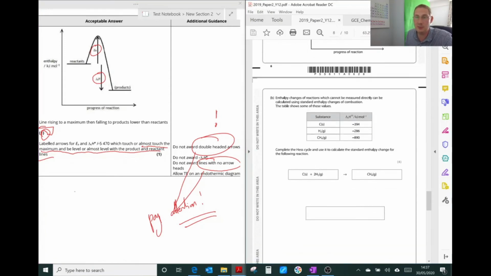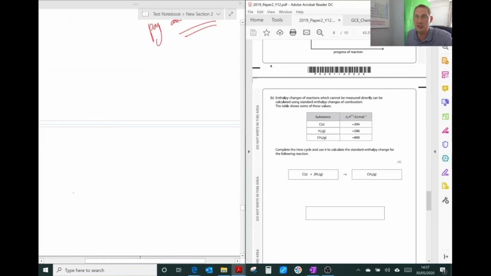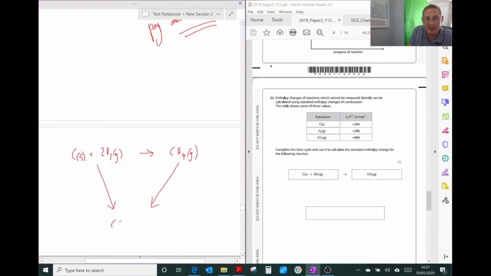Enthalpy changes are reactions which can be not measured directly, can be calculated using standard enthalpy changes of combustion. Table shows some of these values. Complete the Hess cycle. Right, so we've got carbon solid and 2H2 gas forming CH4 gas. Right, enthalpy of combustion, burn down. Okay, so we're burning down, so the arrows go away, they form CO2 gas plus 2H2O gas. Okay, so state symbols, correct numbers, but the arrow's going down. We burn down, we build up in formation, but we burn down.